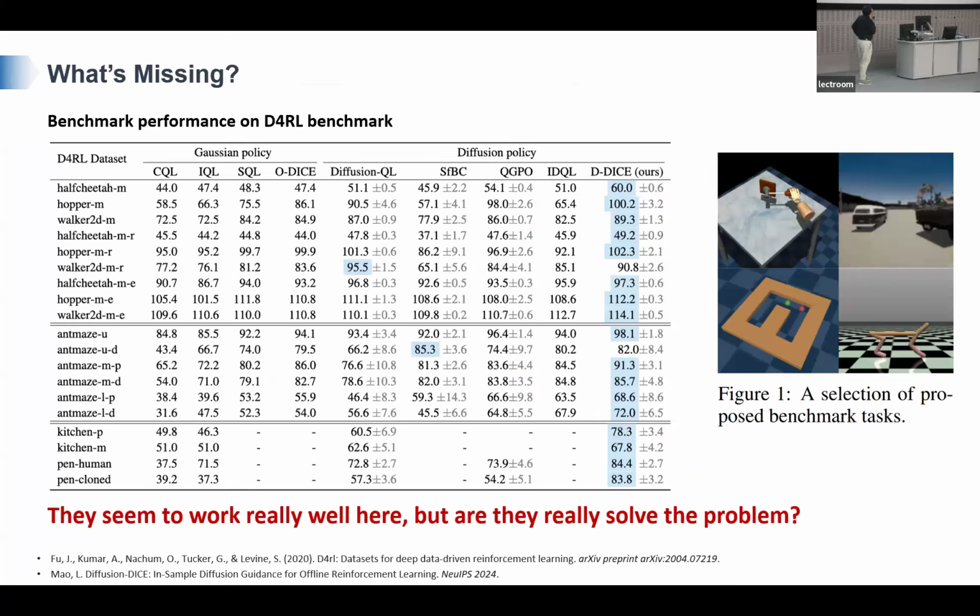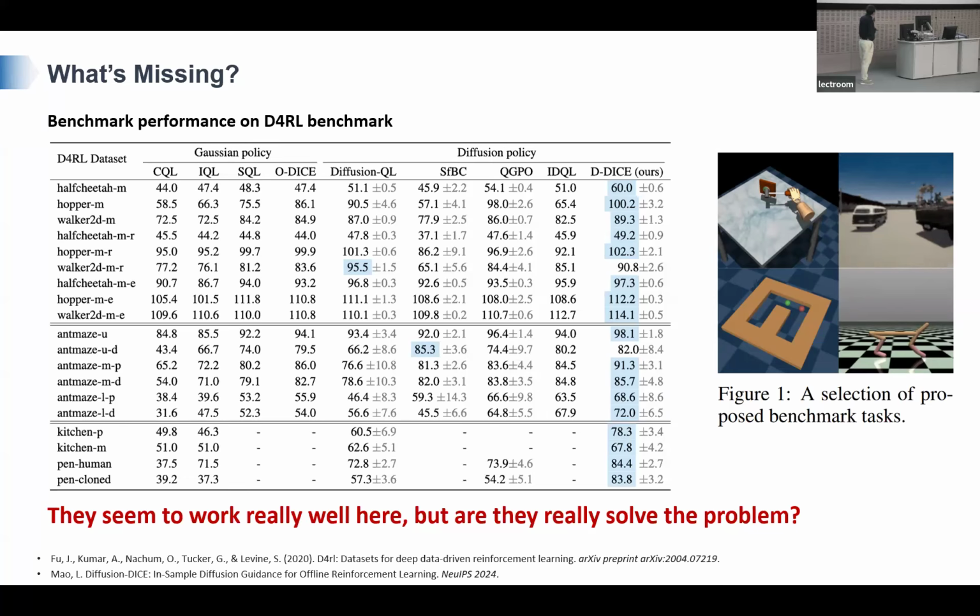For example, D4RL is the most commonly used offline RL benchmark in the community. And a score of 100 means the performance level of an online RL agent. You can see in many cases, the offline RL agents are actually catching up with the online RL performance. But is that really the case?